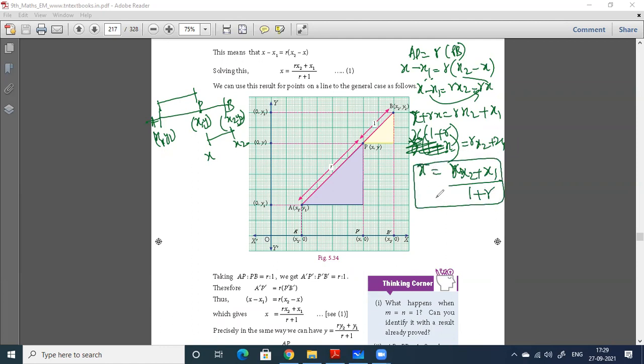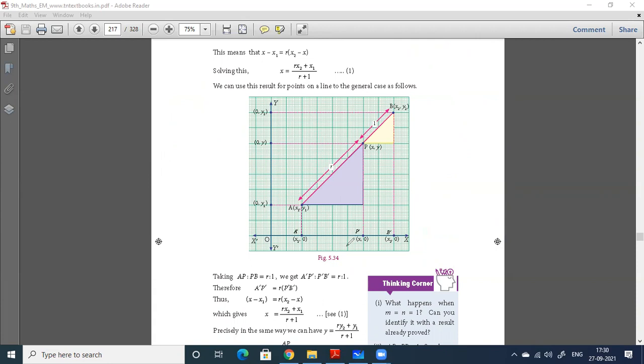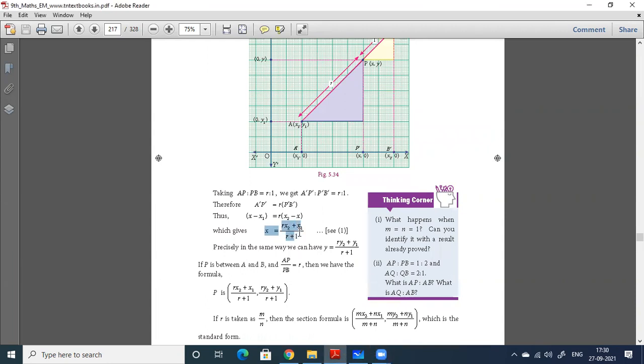Same way you can get y equal to (r y2 plus y1) by (1 plus r). Like that you will get for y also. Now that is what you are doing in this diagram. Once you clear this diagram, you will see this is what you are getting: x equal to (r x2 plus x1) by (r plus 1).